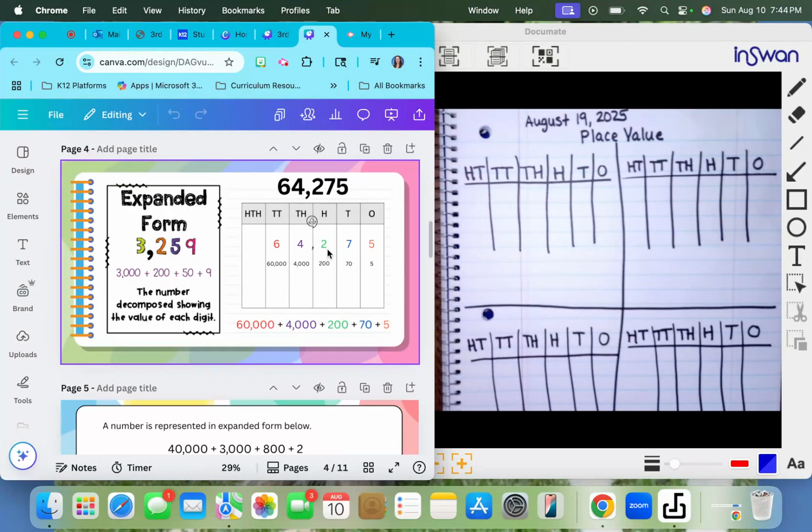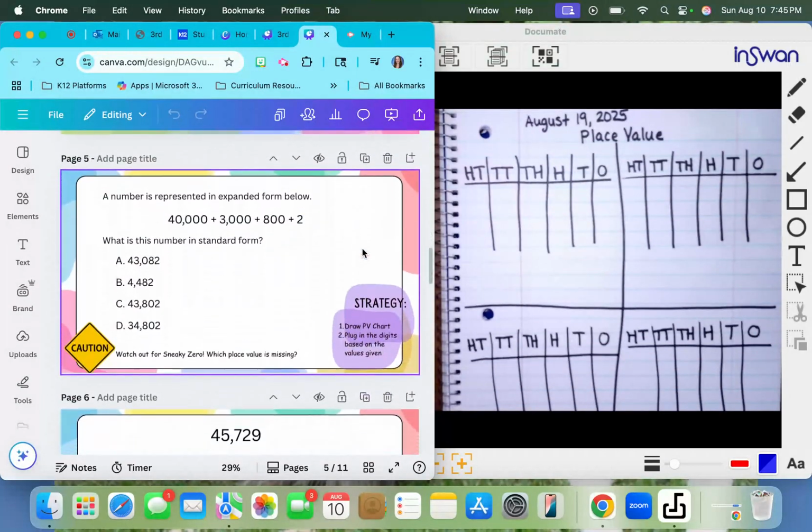4,000. We have a 2 in the hundreds, so that would be worth 200. 7 tens has a value of 70. And 5 ones has a value of 5. So it is just a 5 because it's in the ones place. And when we add all those values together, 60,000 plus 4,000 plus 200 plus 70 plus 5, do you know what we get? We get our number, 64,275. So that's expanded form. Now let's try that in some questions.